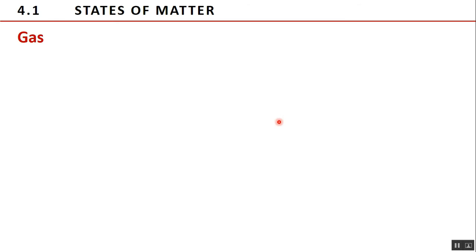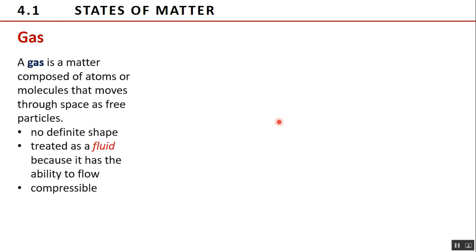Before we discuss in detail the elasticity of solids, let us make some review on the states of matter you have learned during your senior high school days. We learned the basic states of matter such as gas, liquid and solid. A gas is a matter composed of atoms or molecules that moves through space as free particles. It has no definite shape and requires a container to form a shape.